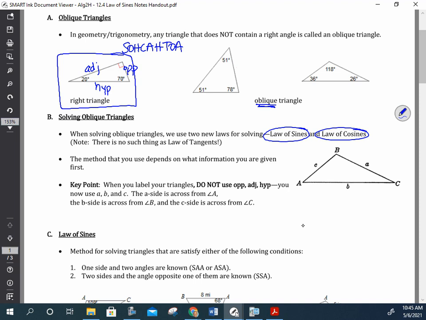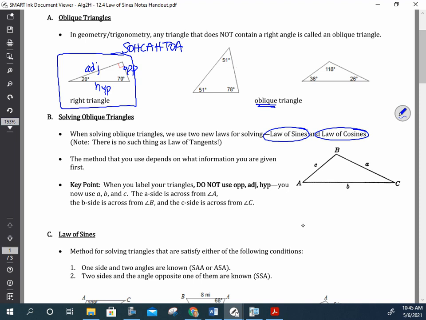The other key point before we start with the law of sines: when you label your triangle, we're not going to use opposite, adjacent, and hypotenuse. Why? Because we don't have a right triangle. Those three are for right triangles. For any other triangle, we label it using the letters.